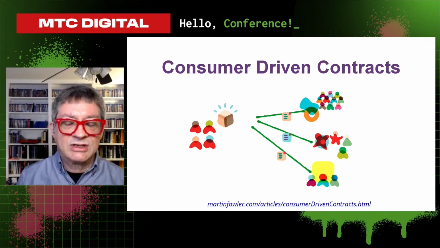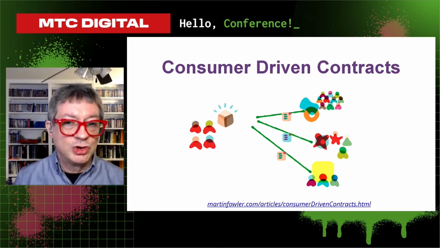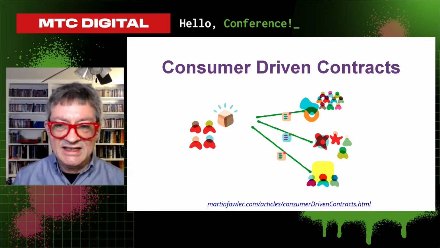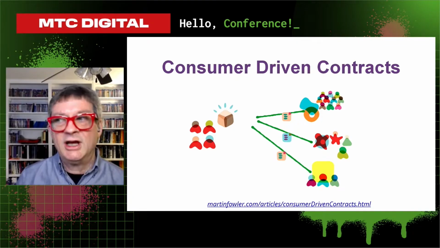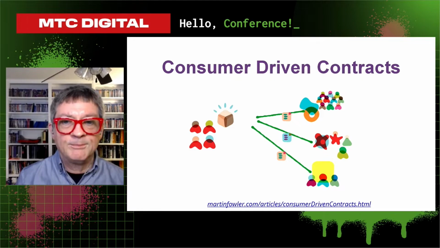And a common practice for this is called consumer-driven contracts. Using a tool like PACT. There's a great write-up about similar tools on Martin Fowler's website, that you can see as the link there on the bottom.